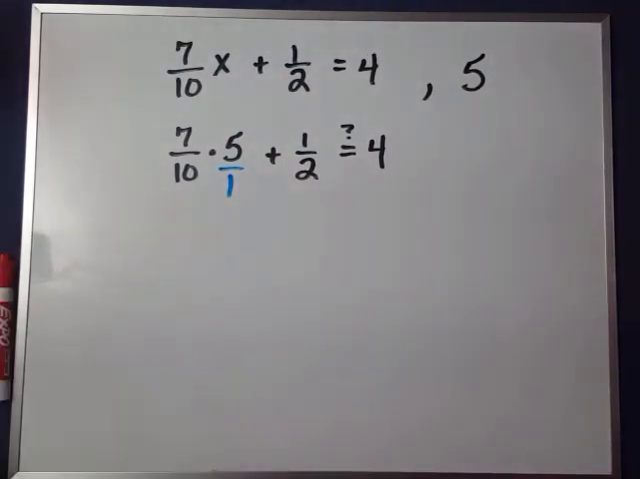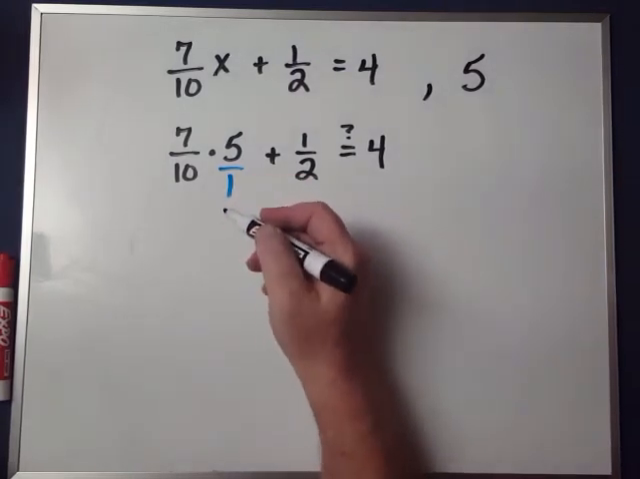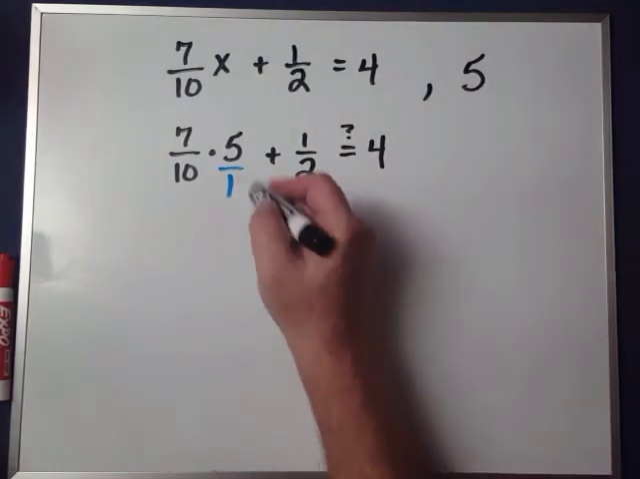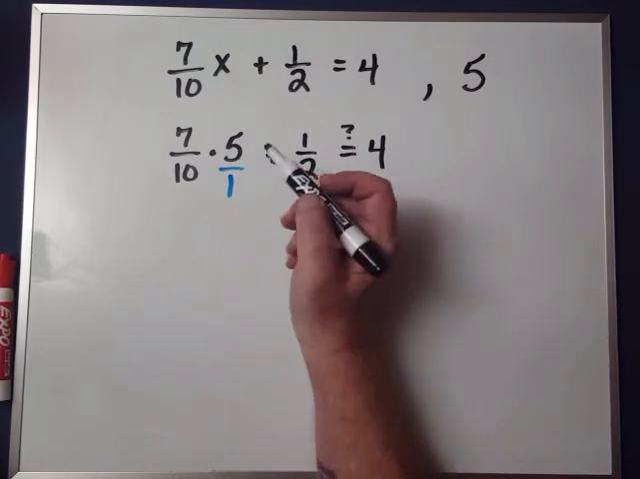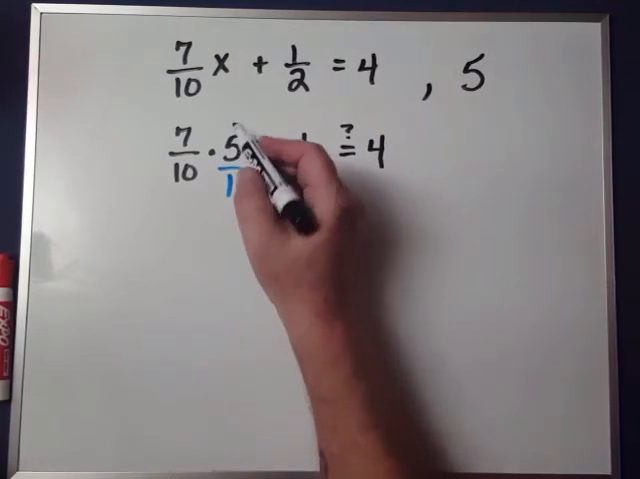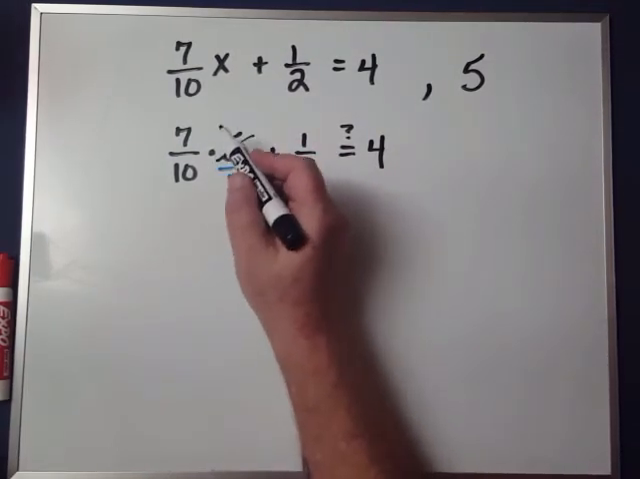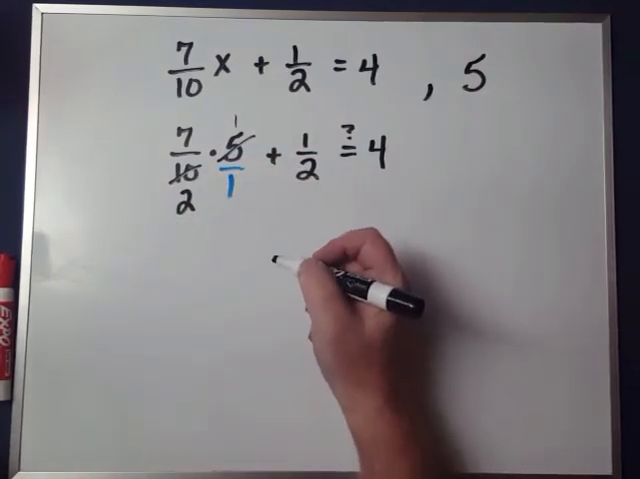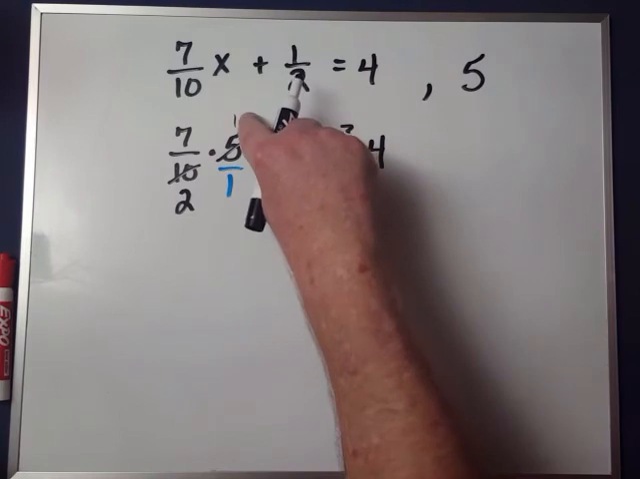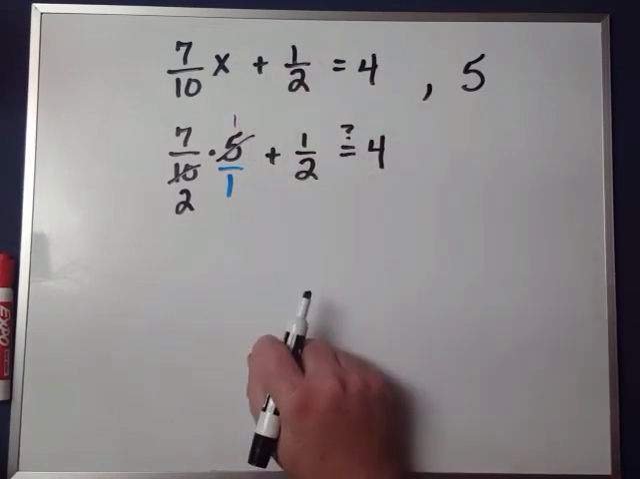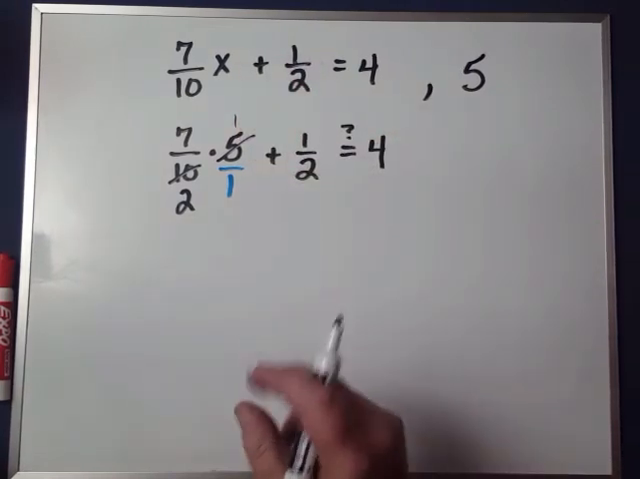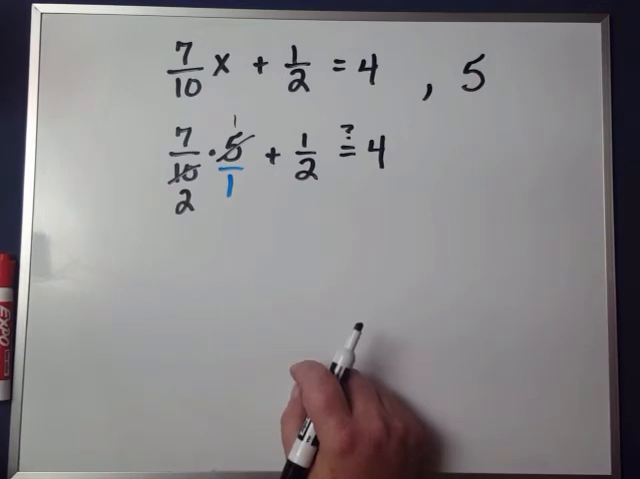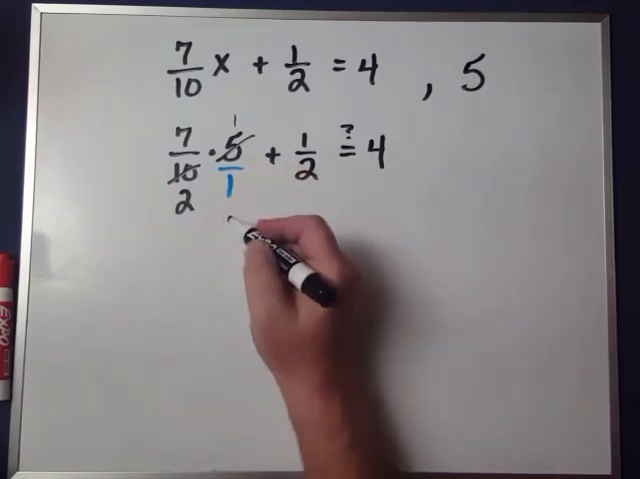That 5 sits over 1. Whether we write it or just know it, doesn't matter. But the 5 is part of the numerator. We can cross cancel here. 5 goes into 5 once. 5 goes into 10 twice. I don't typically write the ones when I cross cancel because they don't do anything. If you want to write the ones, again, that's fine.